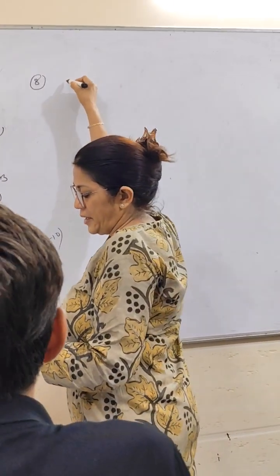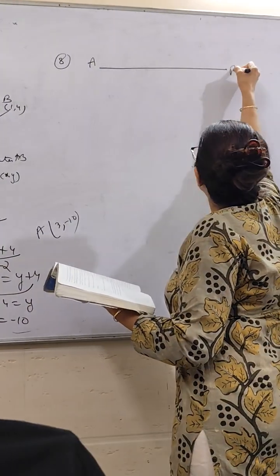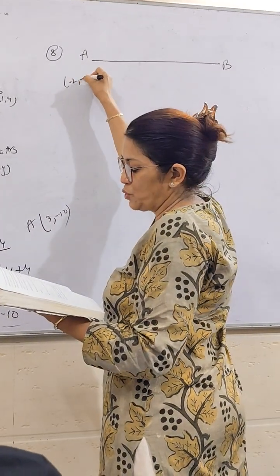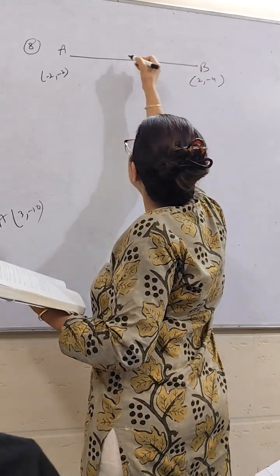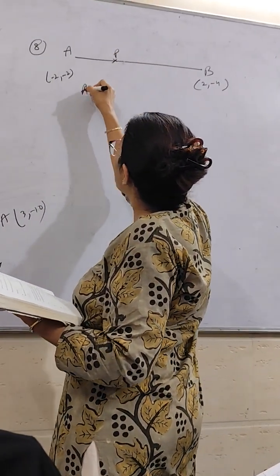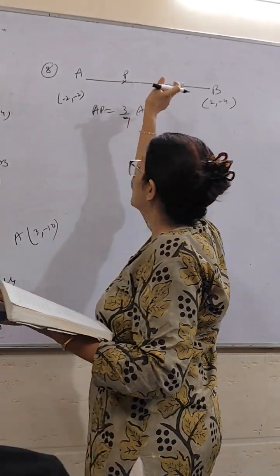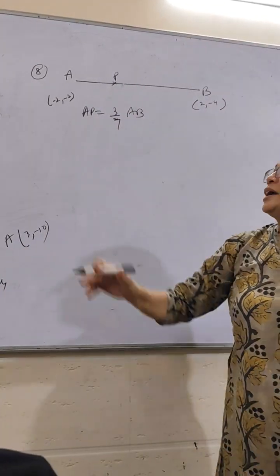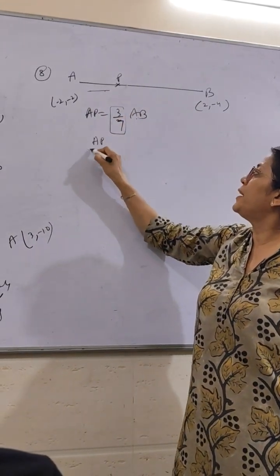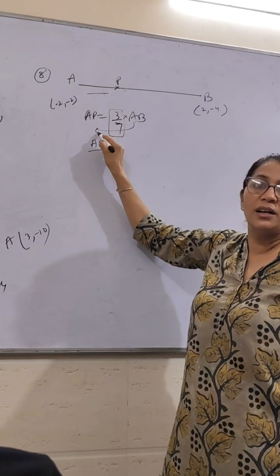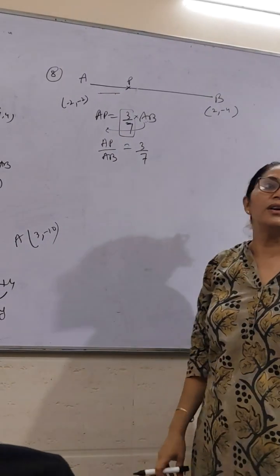Now see, 8th. If A is (-2, -2) and B is (2, -4), find the coordinates of P such that AP is 3/7 of AB. 3/7, so it will not be 3:7. AP upon AB is 3/7.